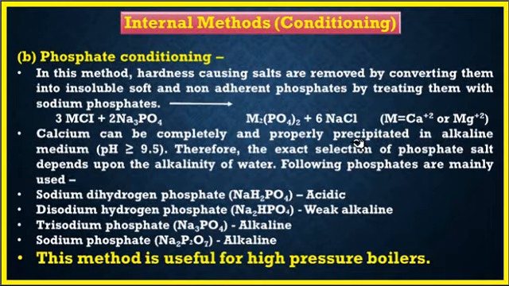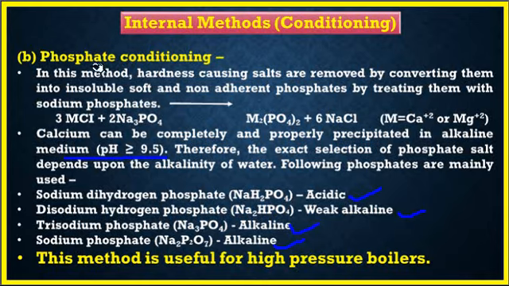calcium can be completely and properly precipitated in the alkaline medium. So different types of sodium salts can be used for different pH of the water. For example, sodium dihydrogen phosphate is used in the acidic water. Disodium hydrogen phosphate is used in the weak alkaline water. Trisodium phosphate is used in the alkaline water. Sodium phosphate is also used in the alkaline water.